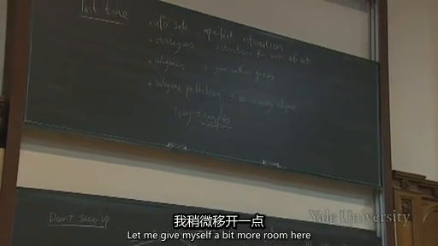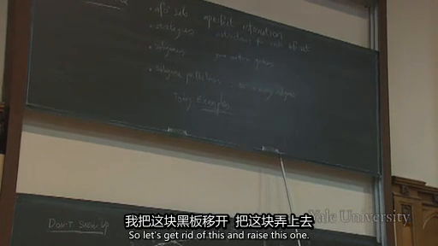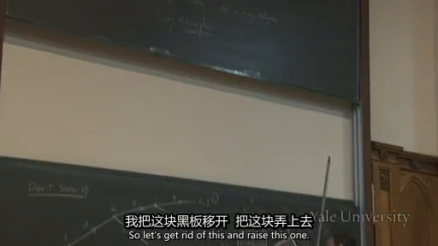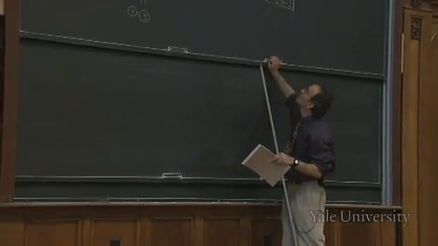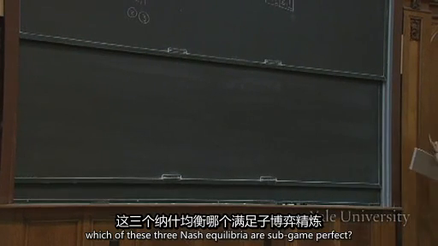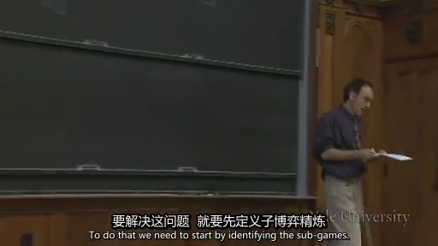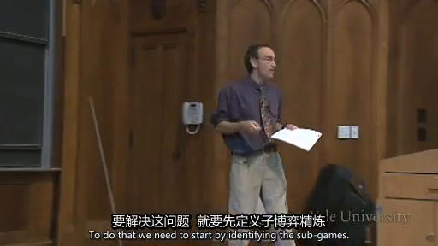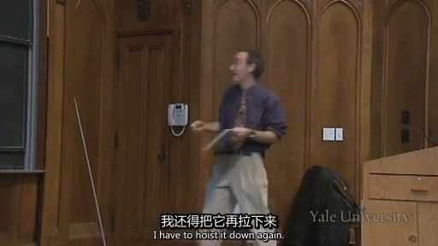All right, let me give myself a bit more room here because I want to keep this in sight, so let's get rid of this, and raise this one. All right. So the next question is, which of these 3 Nash equilibria are subgame perfect? And to do that, we need to start by identifying the subgames. And of course, having just hoisted that board up there, I have to hoist it down again.